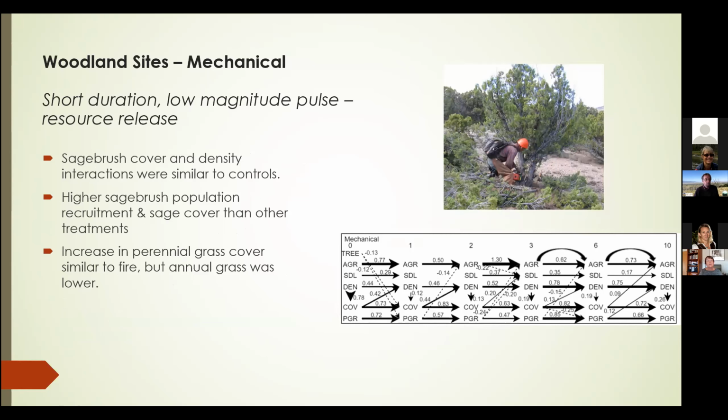If we look at our mechanical sites, those cut and leave treatments, what we saw was that sagebrush cover and density interactions were really similar to the controls. We saw consistent interactions in the years following treatment. In this particular treatment, we had higher sagebrush population recruitment and sagebrush cover than in any of the other treatments. And although we saw an increase in perennial grass cover, and this increase was similar to fire, the increase in annual grass was lower.